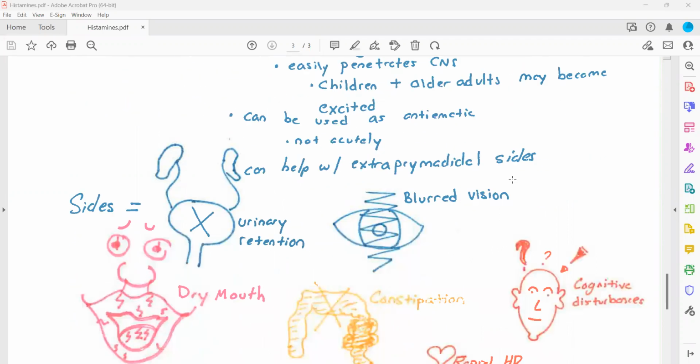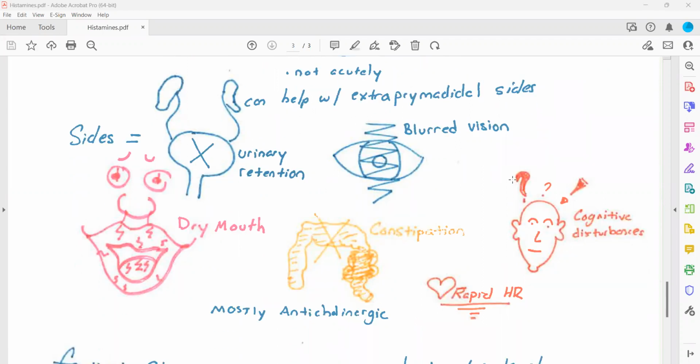So let's keep going with this. Your side effects of these are dry mouth, constipation. It can cause a rapid heart rate. Here's where you have problems. You have cognitive disturbances that come into play, blurred vision. So think about a geriatric patient with a UTI and they're getting a little agitated. Benadryl may not be the way to go.